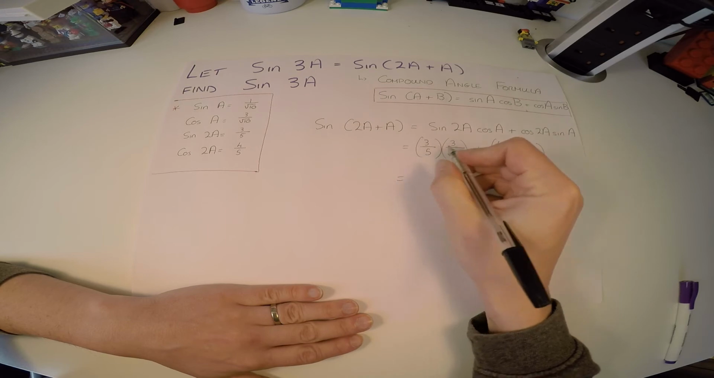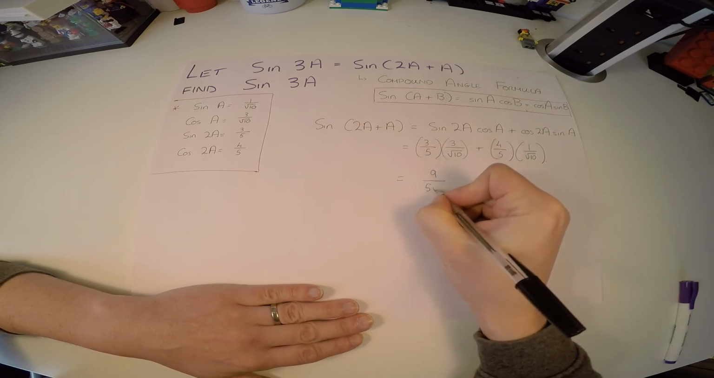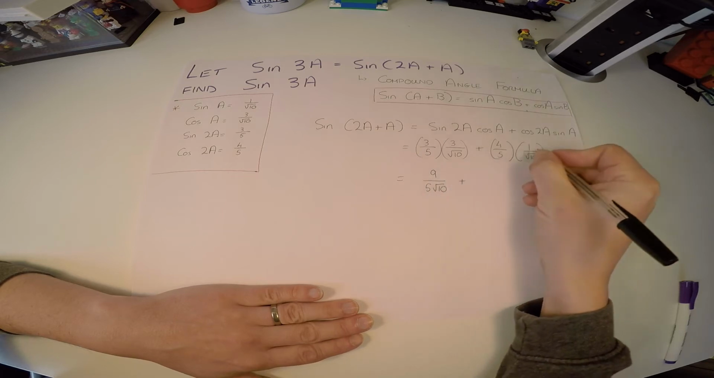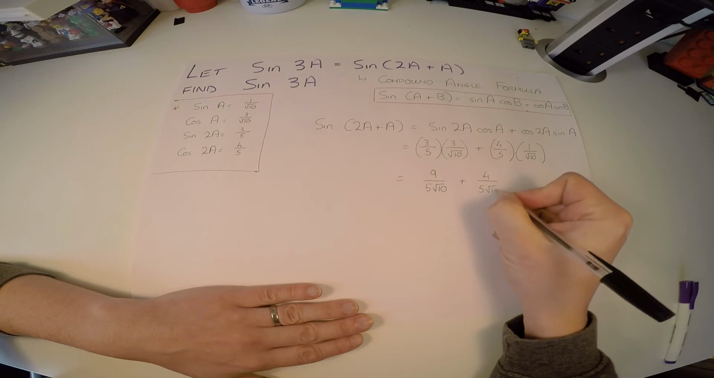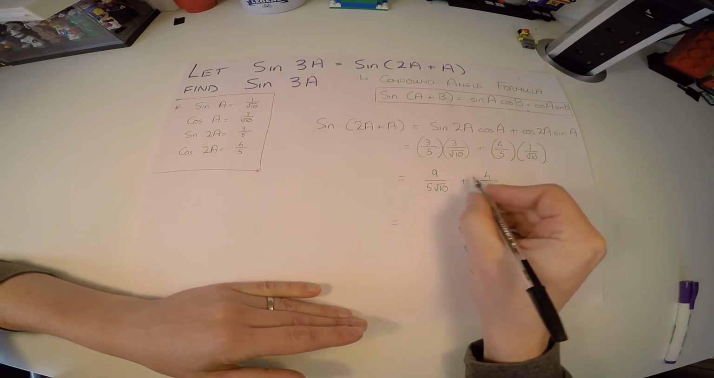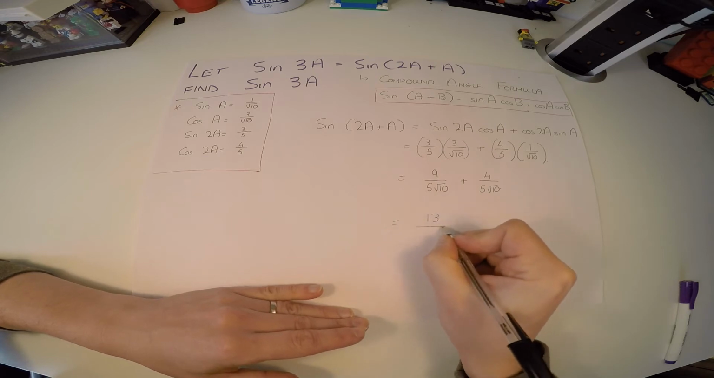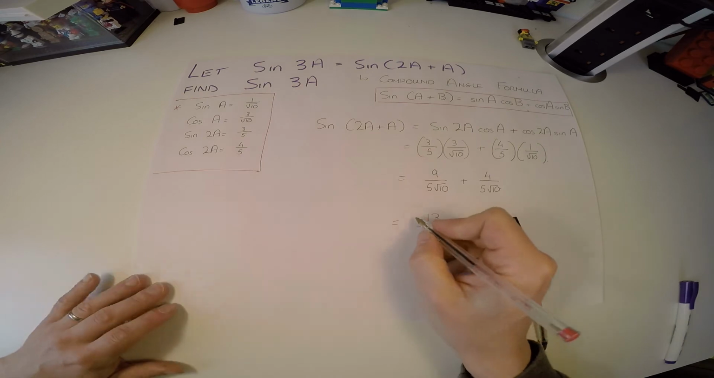Okay, so we have 3 times 3, that's 9 over 5 root 10, plus 4 times 1, 4, also over 5 root 10. And of course, these both have the same denominator, so we can bring them together. So 9 plus 4 is 13, and that's all over 5 root 10. So that's actually our answer there then.